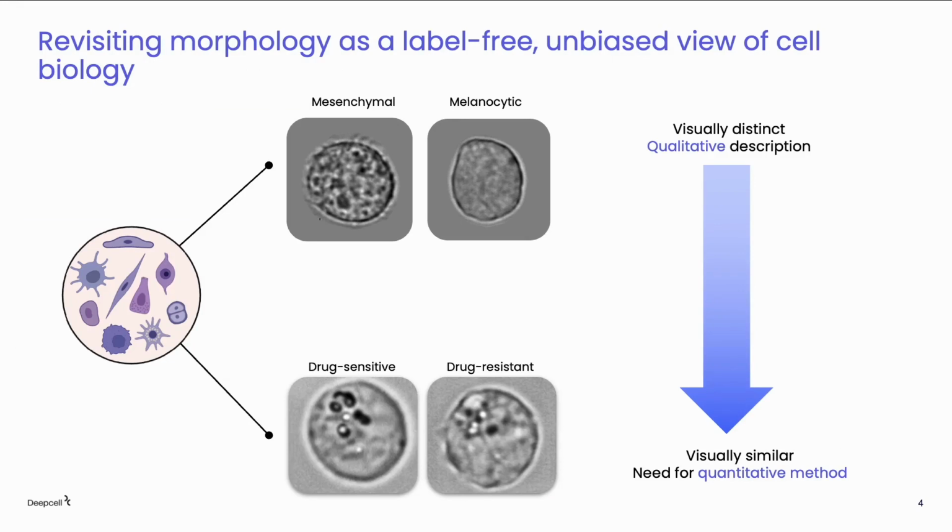There are obvious morphological differences, like the top example here, showing a mesenchymal cell and a melanocytic cell. We can easily see the differences between those two cells. But look at the bottom example. The drug-sensitive versus drug-resistant cells aren't so easy to distinguish by eye. So, in order to leverage morphology as a modality for identifying differences between cells, we need to turn morphology into a more quantitative, high-dimensional, unbiased method.